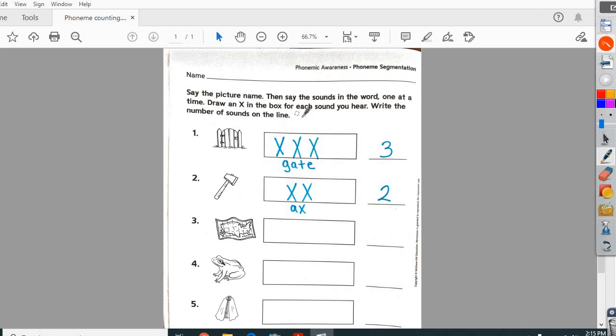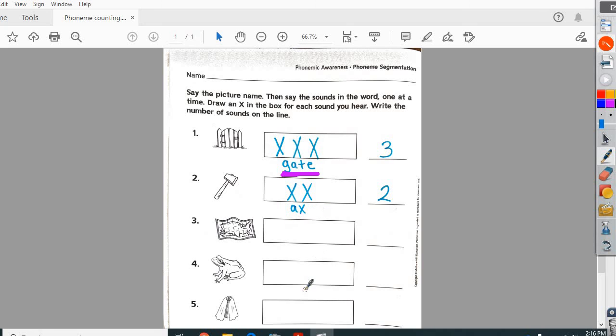Gate had g, a, t. And so I put 3 because it had 3 X's. And then I do want you to try to spell the word underneath it. Try to spell the word correctly. See if you can remember what letters make the sounds, okay? Same thing on axe. It had 2 phonemes, so I put 2, and then I tried to spell it.